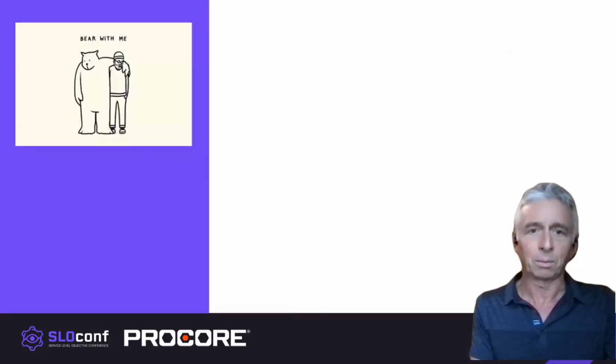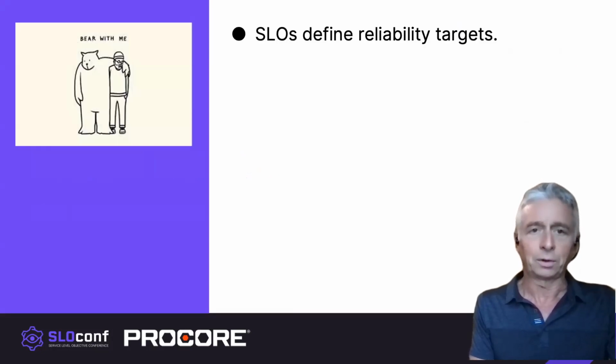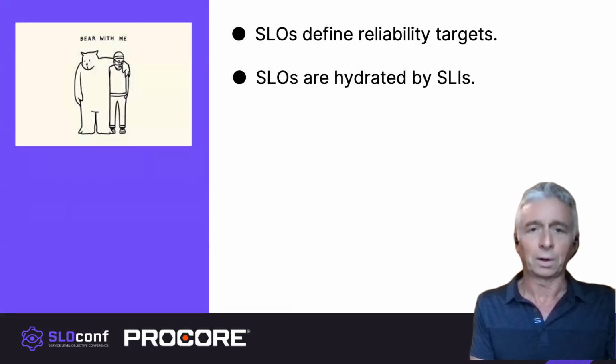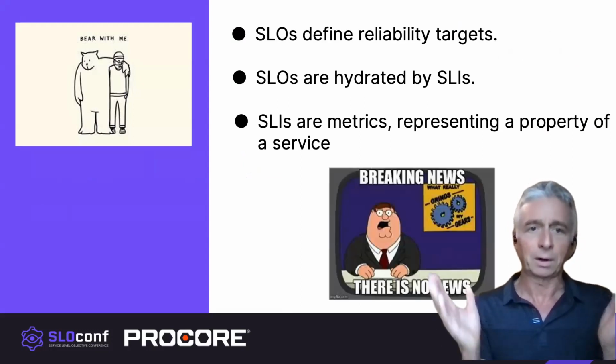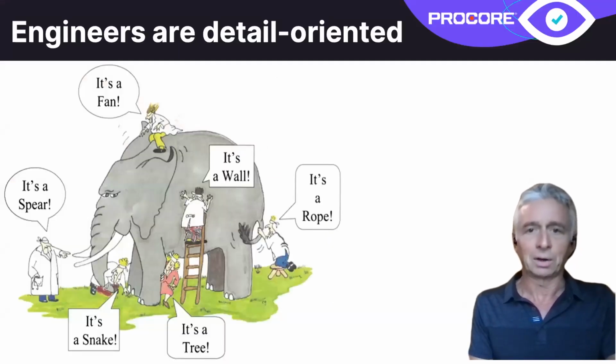But first, bear with me while I remind us of some basic definitions. SLOs define reliability targets for a product. SLOs are informed or hydrated by SLIs, and an SLI, in turn, is a measurement that is determined over a metric representing some property of a service. So far, no news here, right? But SLIs are where engineers can get lost in detail. If you're not an engineer, that's okay. Then maybe this will help you understand your engineers better.